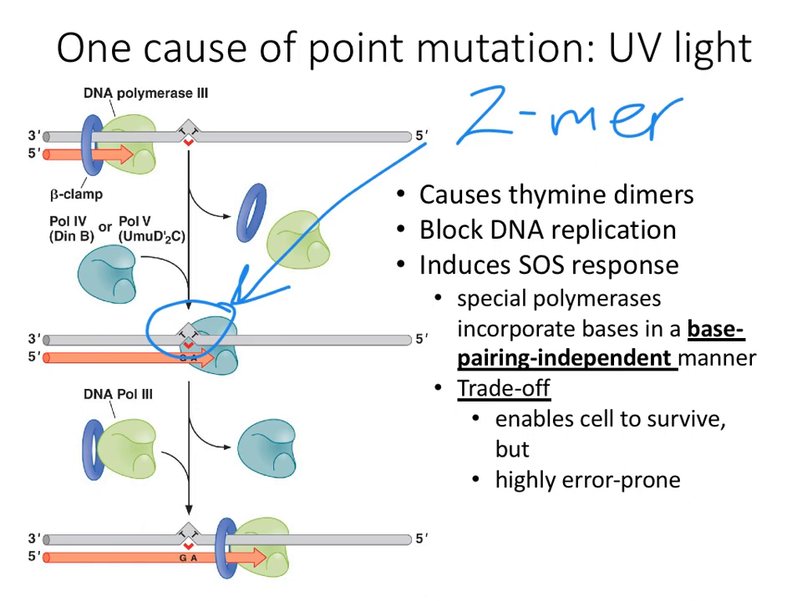The rest of the time, it fulfills the cell's purpose, which is to finish replicating the DNA and divide, but it introduces mutations. It enables the cell to survive, but this is a highly error-prone process. But what else is the cell supposed to do? That's all it's got.